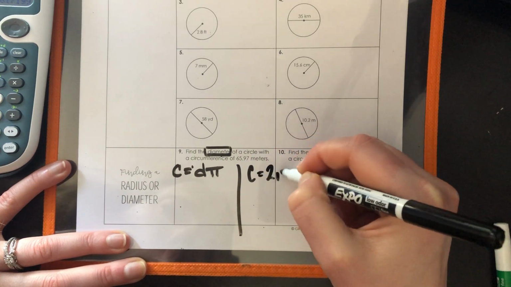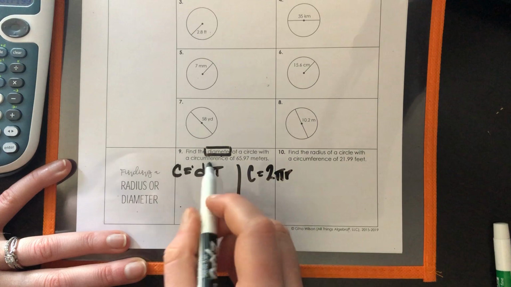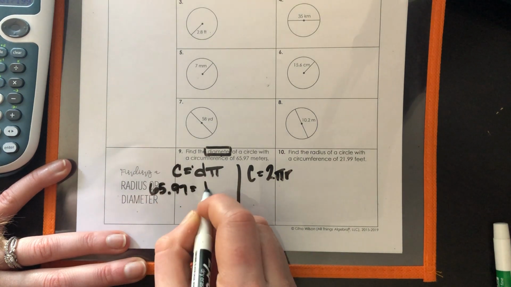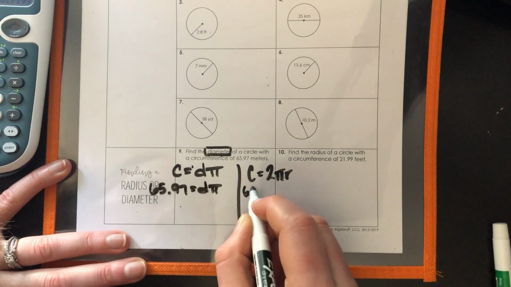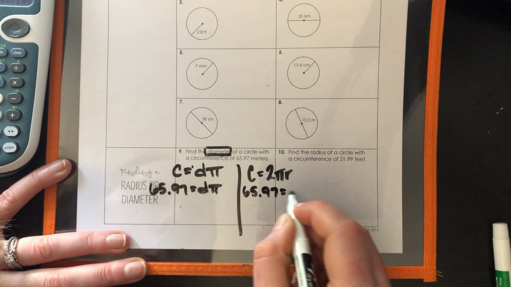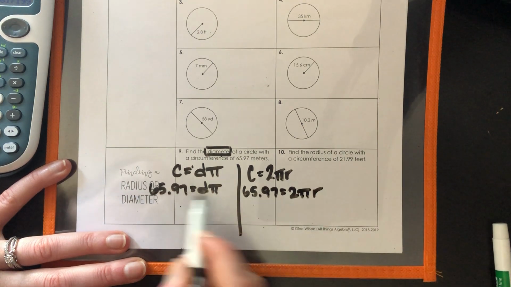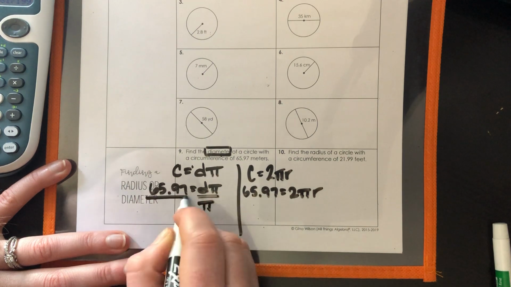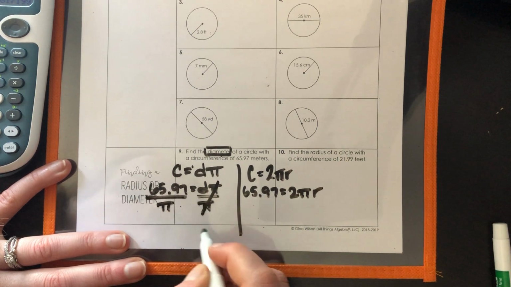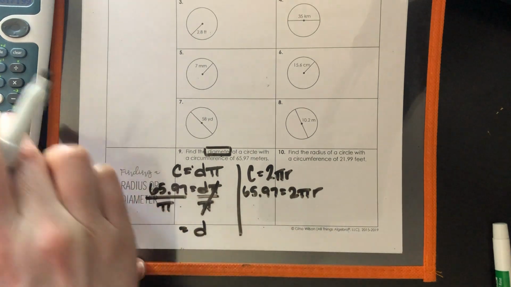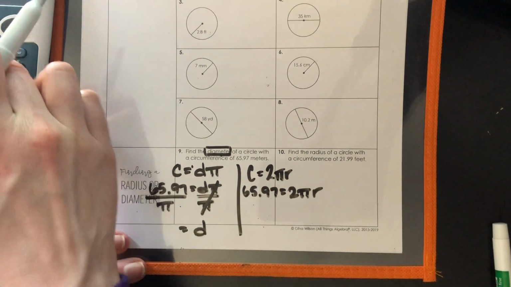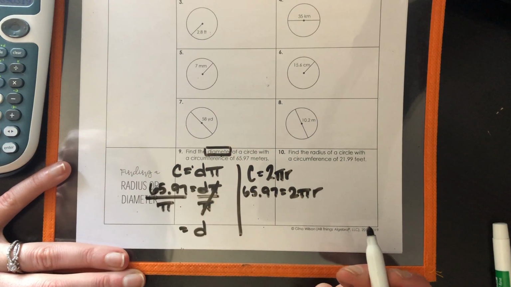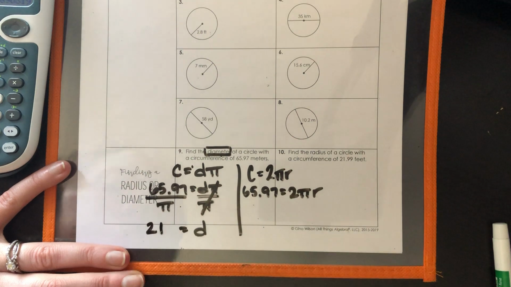C equals 2 pi r. So they gave me circumference, 65.97 equals diameter times pi. And I'll carry it over here if you did it this way. Now if you use diameter times pi, it's diameter times pi. So I just have to divide by pi on both sides, and I have what my diameter is right there. 65.97 divided by pi. If I round it, it's going to be 21.0 actually.